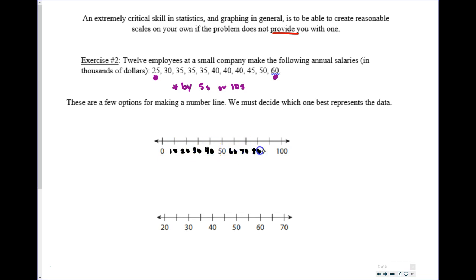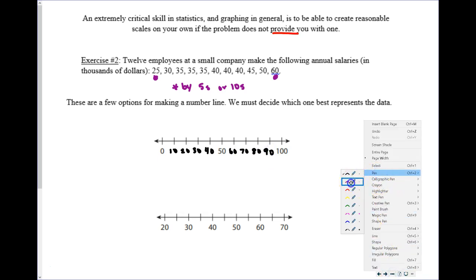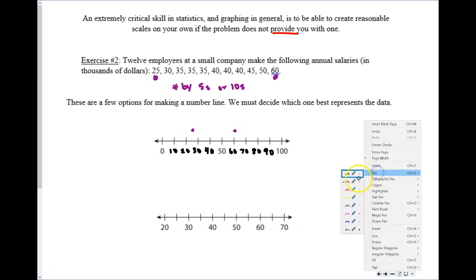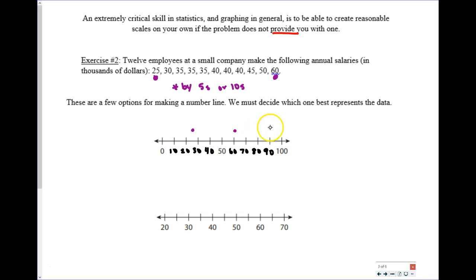Alright, that doesn't seem so bad, right? It's going by 10s or 5s. So now I'm going to take my lowest number, 25, which means it's going to fall right here in the middle, which is kind of awkward, but that's not a big deal. The other number is 60, and that's going to go right here. Well, here's an issue that I'm seeing, and I hope you see it too, is that there's all this empty space.